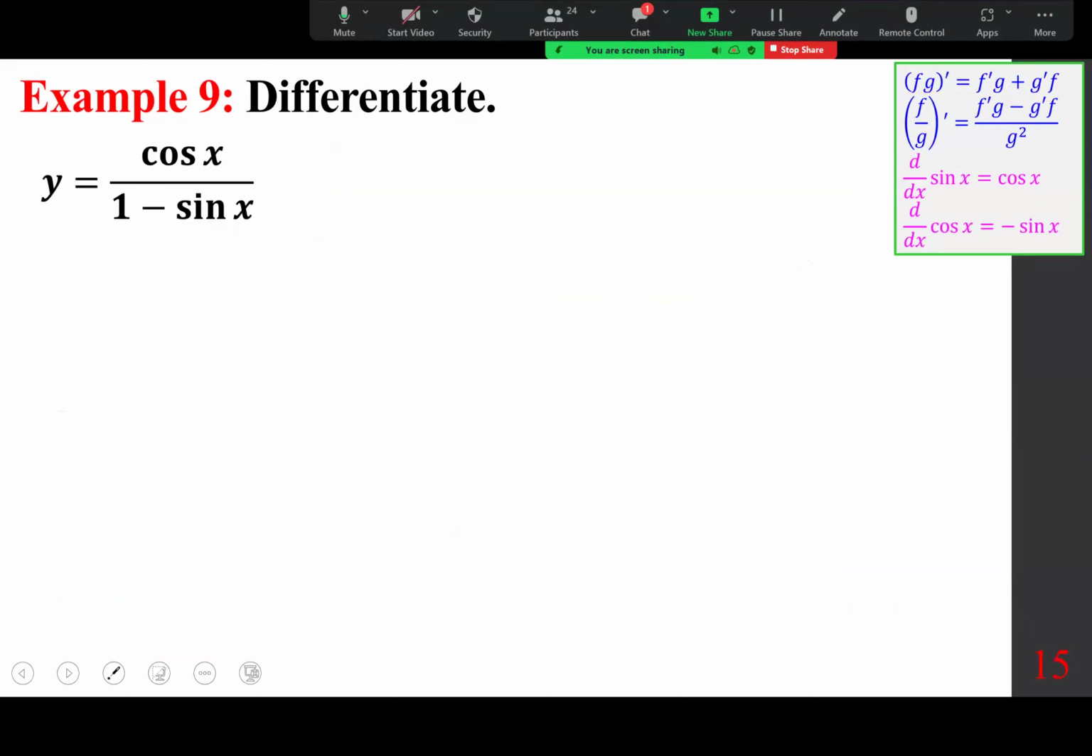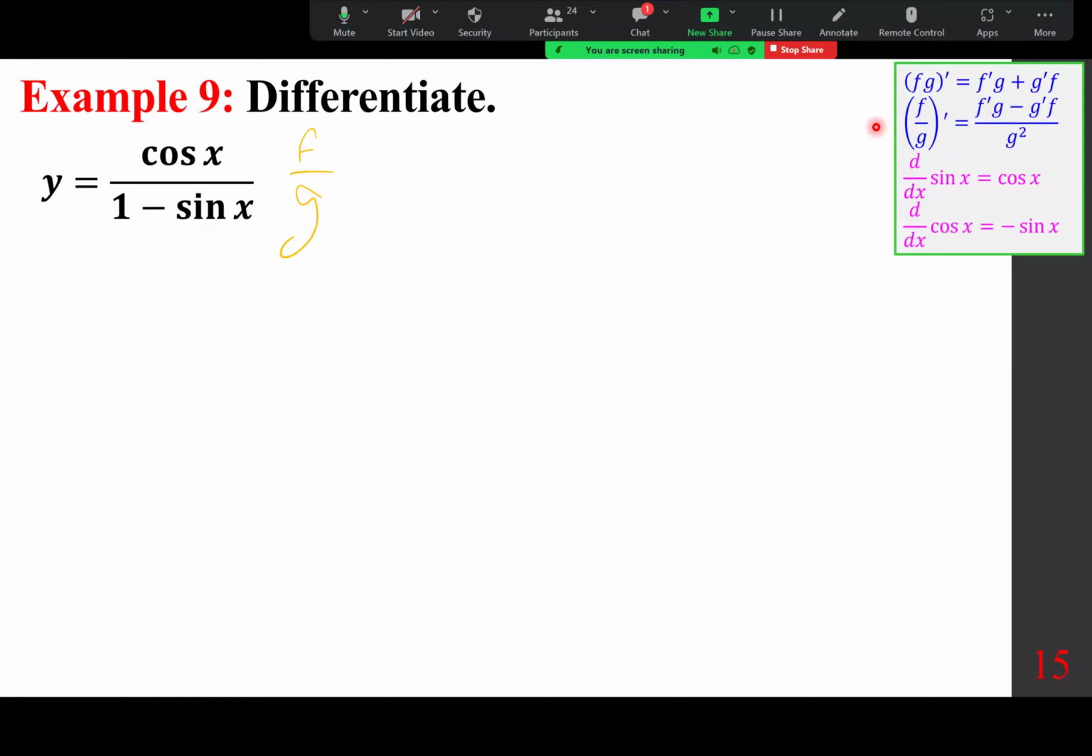Differentiate y equals cosine x over 1 minus sine x. Again, we're going to go with the quotient rule, where the top f of x is cosine x and the bottom g of x is 1 minus sine x. So f prime g minus g prime f over g squared.